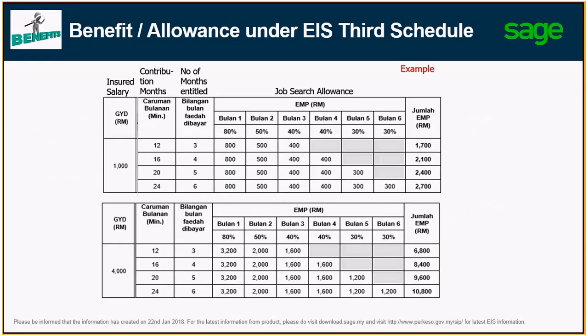So look at examples. If your insured salary is 1,000 ringgit, then your EIS for 6 months, gradually from 80% to 30%, will start from 800 ringgit, and then second month 500, go down to 400, and then 400 again, 300 and 300. In total, he's getting 2,007 ringgit. If you are earning 4,000, then remember the capping, if it is also beyond 4,000, the cap is 4,000. So the first month is getting 3,002, then second month reduced to 2,000, then 1,006, 1,006, 1,002, 1,002. In total, he's getting 10,800 ringgit.